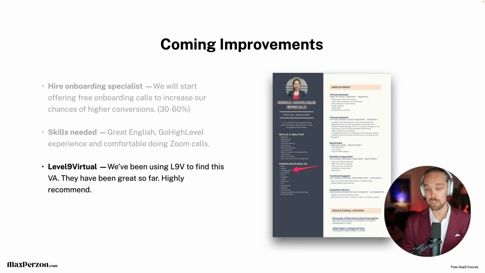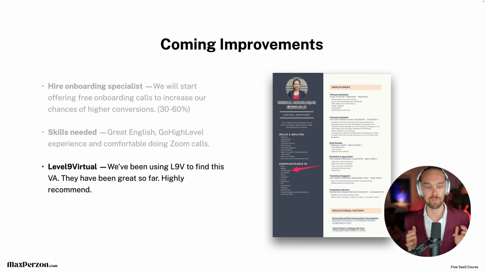Level 9 Virtual is what I used to source this VA. They're awesome. If you have no idea who Level 9 Virtual is, the owner there, Joe, and his team, they are amazing. They were actually the team who made the support for Go High Level before they did their own in-house support, right? So they're super, super good.